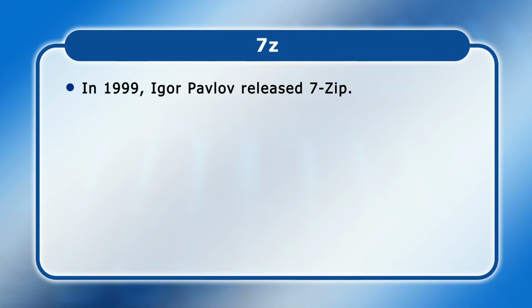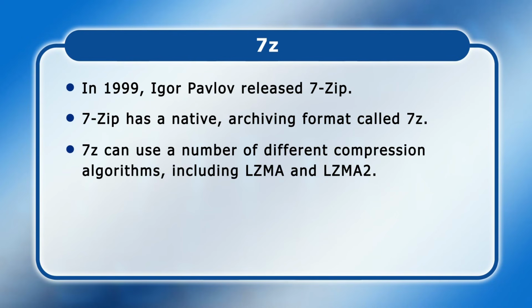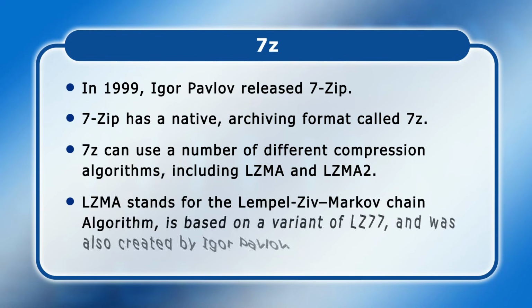Back in the public domain, in 1999, Igor Pavlov released a free file compression application called 7-Zip, which has a native archiving compression format called 7-Z. 7-Z can use a number of different compression algorithms, including LZMA and LZMA2. LZMA stands for the Lempel-Ziv-Markov chain algorithm, is based on a variant of LZ77, and was also created by Igor Pavlov. LZMA2 compression is faster than LZMA as it makes better use of multiple processor cores.